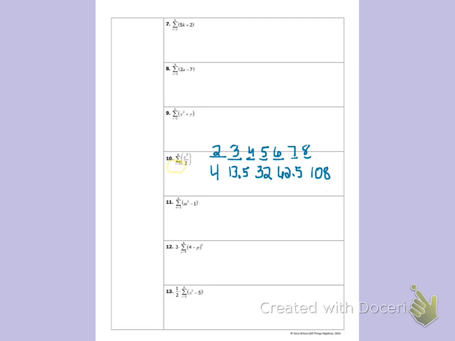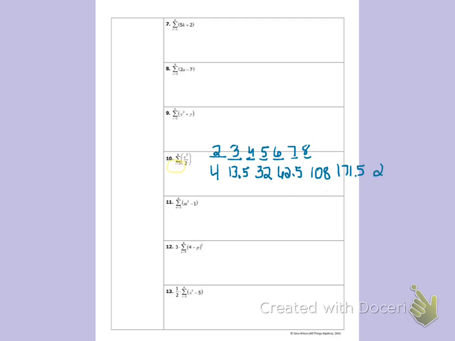And then take 7 to the third, and that's 343. If I divide that by 2, I get 171.5. And then finally, 8 to the third is 512. If I divide that by 2, I get 256.